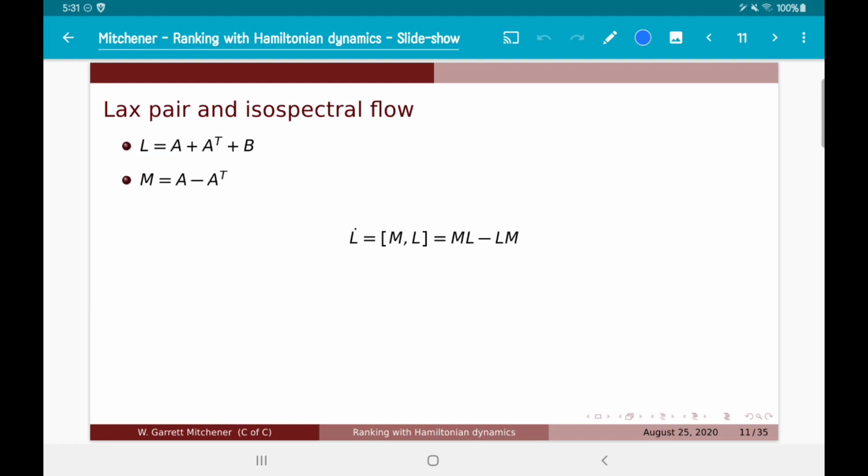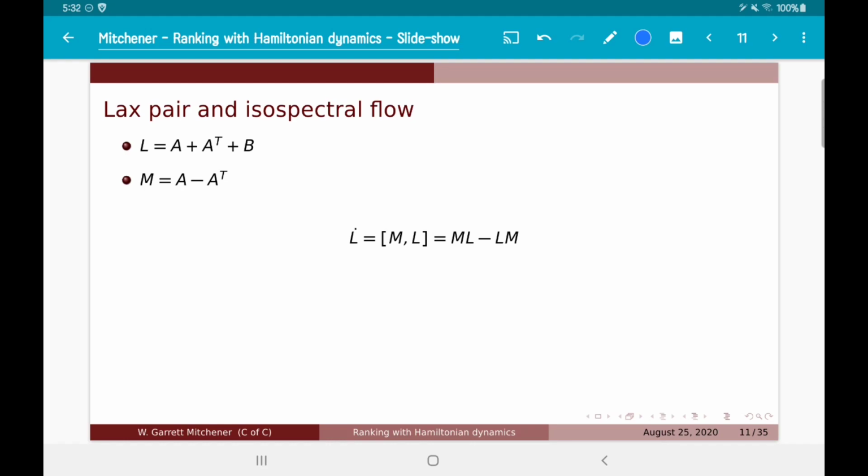Once you've done Flaschka's change of variables, you can define an L matrix and an M matrix like this. So L is A plus A transpose plus B, M is A minus A transpose. L is symmetric and M is skew symmetric. And when you work out what happens to the differential equations for P's and Q's, when you translate that into dynamics for the A's and the B's, you get something called isospectral flow. That is, L dot is equal to ML minus LM, which is the commutator between the matrix M and the matrix L. And L and M form a Lax pair.